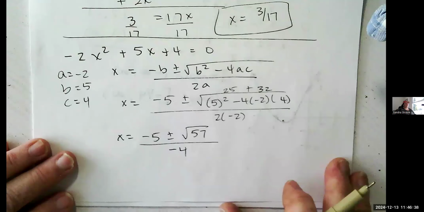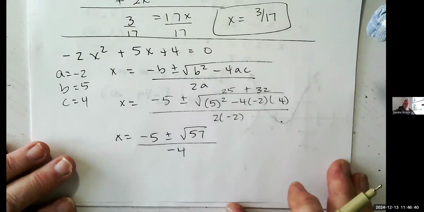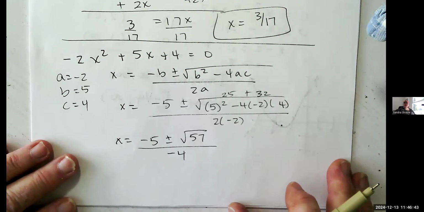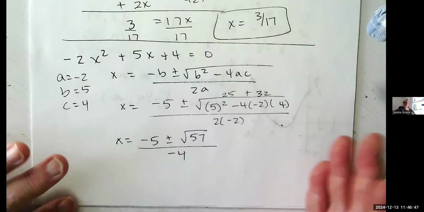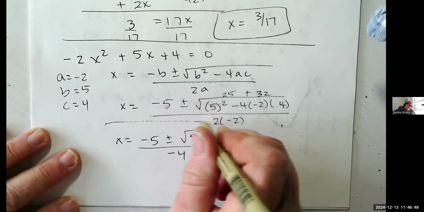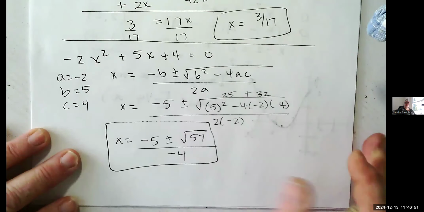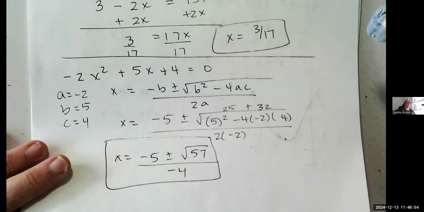Okay. Well, you can take the square root of 57 and add it to -5, divide by -4, or you can just leave it like this, honestly. Otherwise, you're going to be giving me decimal answers. So I will accept that. Next is absolute value.